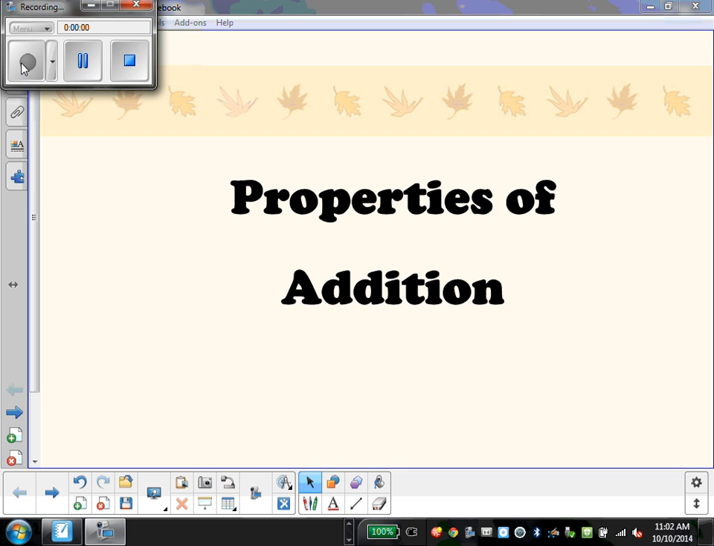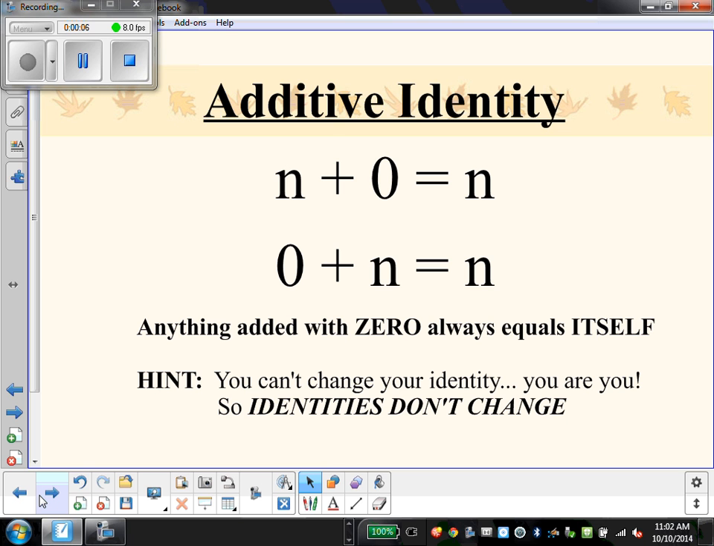Right, this lesson is on properties of addition. Our first property of addition is the additive identity. The additive identity states that a number plus 0 equals the number, or 0 plus a number equals the number. So adding anything with 0, and that's what you need to fill in your note sheet, always equals itself.